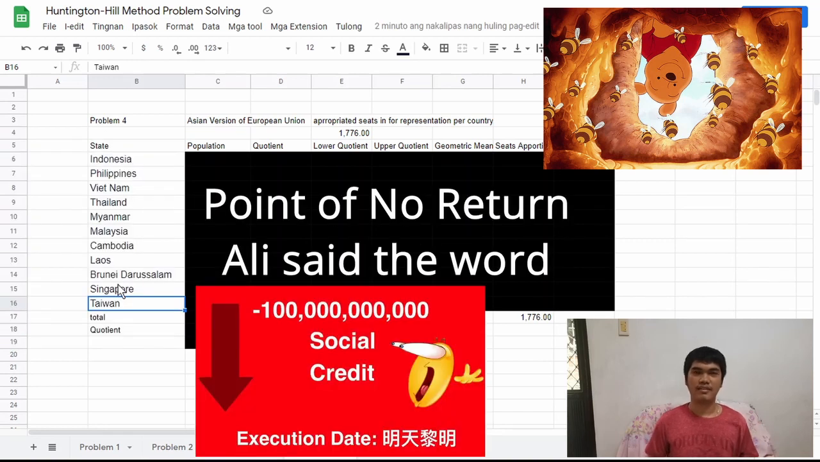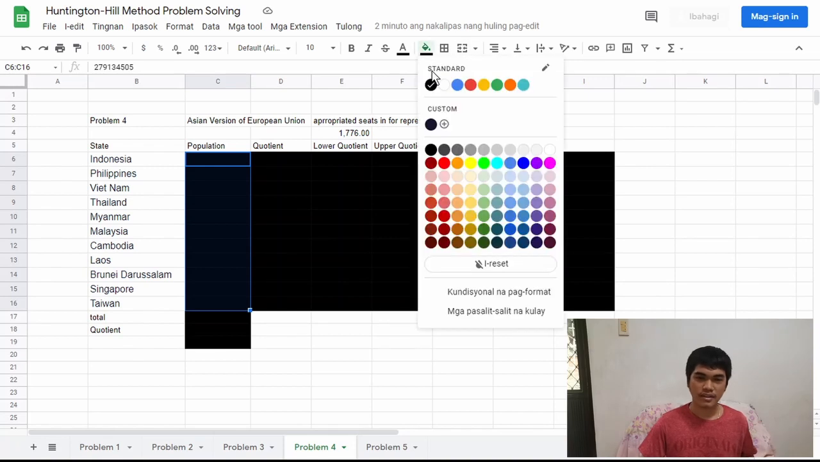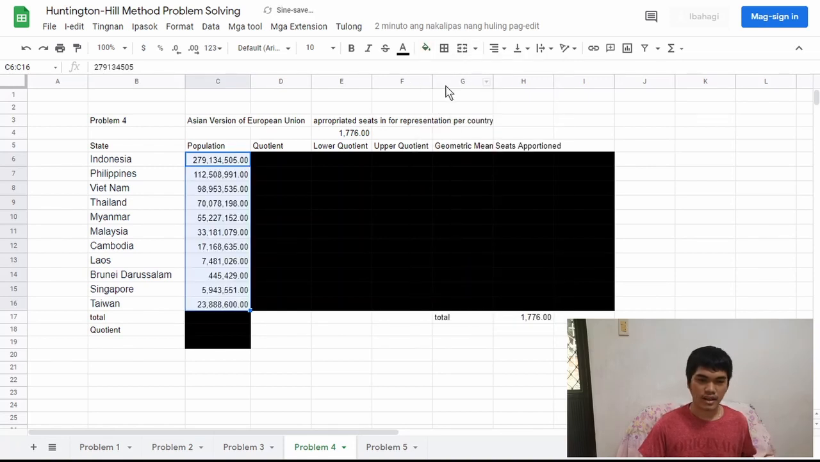I bet Winnie the Pooh will be angry at me and the CCP for saying that, but this is for educational purposes only. So I searched all of their populations. It's quite big. So we'll see it now.